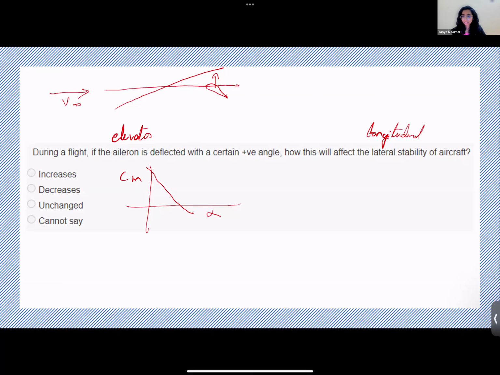You're right. It is the tendency to return to its equilibrium position. You're right about the CM alpha slope being negative. Both of them are right. Now, what is the effect of elevator on this? Just think about it, or go over your notes, or Google it, and just think about it. How does the elevator affect this?